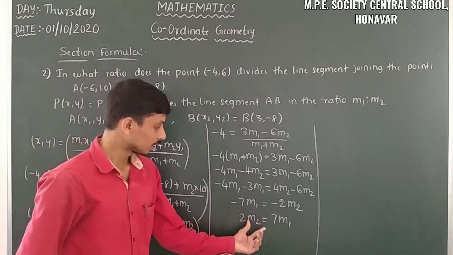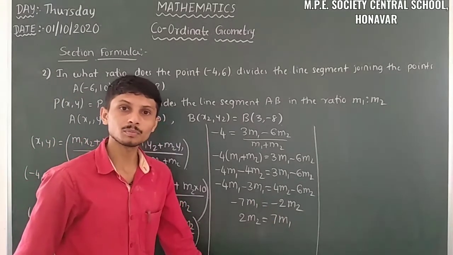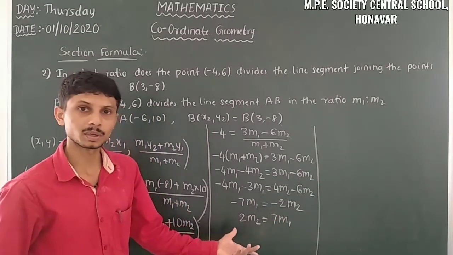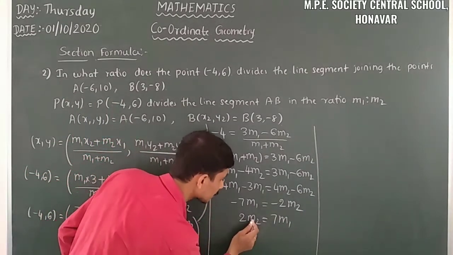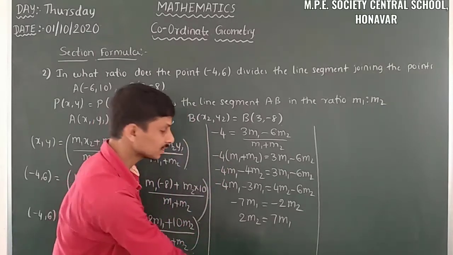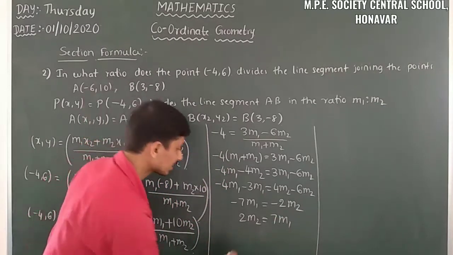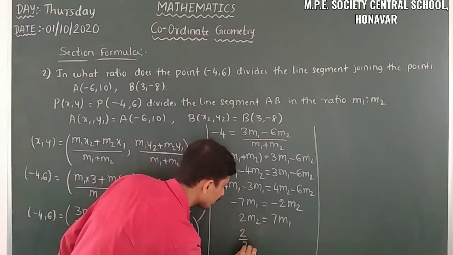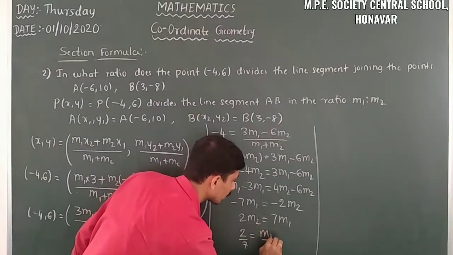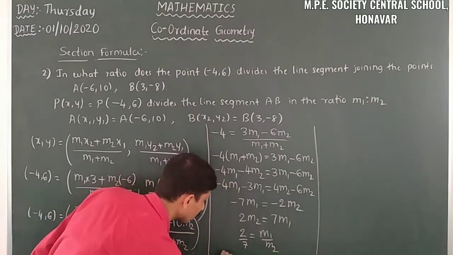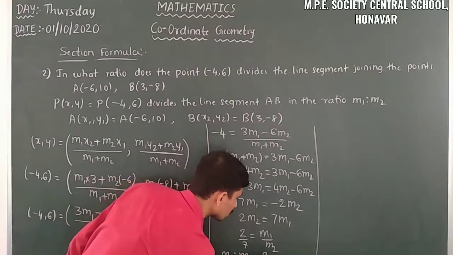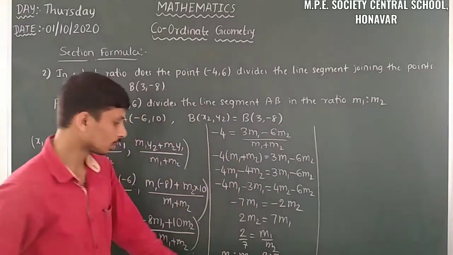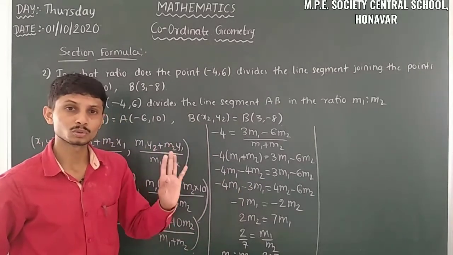Then I will take that as m1 by m2 or m2 by m1, whichever you can take. Here I will take m1 by m2. So I will transpose this m2 to the RHS side, 7 to the LHS side. It becomes 2 by 7 is equal to m1 by m2. That's why m1 is to m2 is equal to 2 is to 7. We got m1 is to m2 is equal to 2 is to 7.